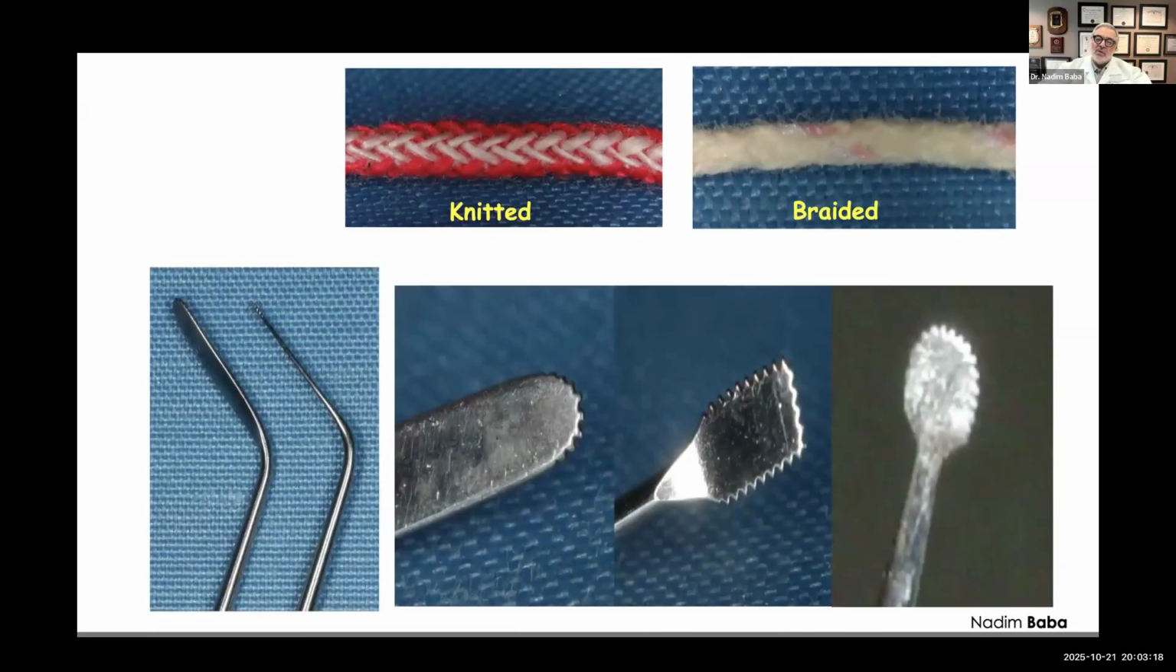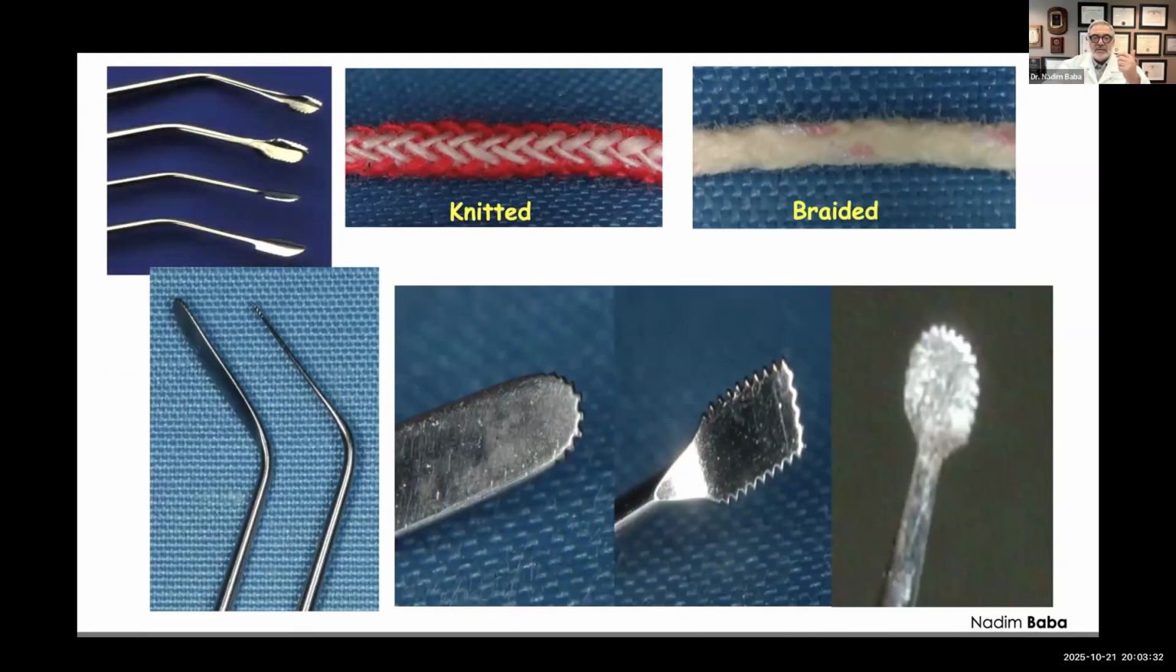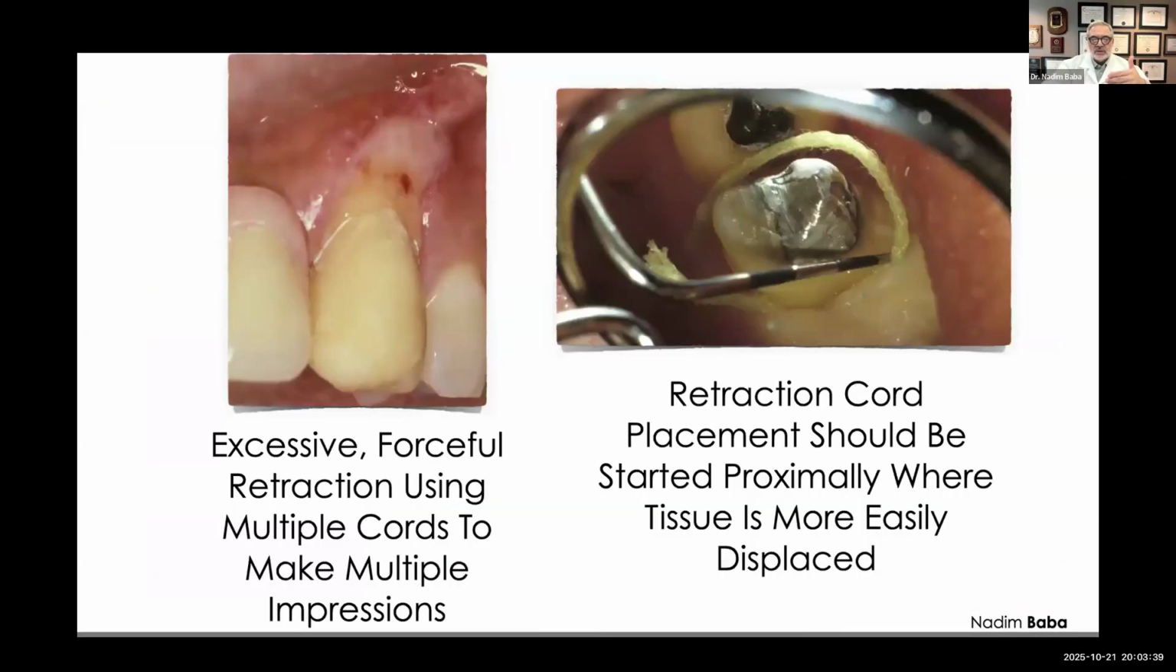Now, all the packing cord instruments are serrated. So with the knitted, they have the tendency to get the cord and pull it out. So what you can do is sometimes smooth them a little bit if they're too sharp, but my preference is for the braided. Now, I also use these instruments to push the gums away when I'm preparing so I don't injure the gums. Now, excessive force, like you see on the photo on the left, has damaged the soft tissues, and that required some perio treatment.